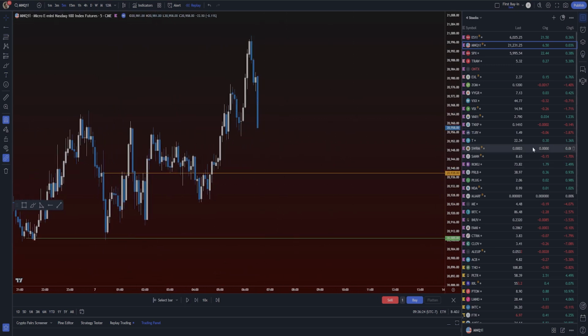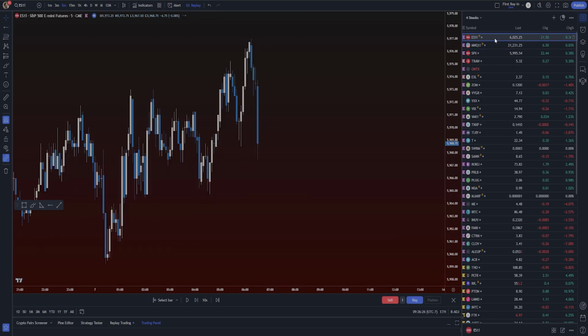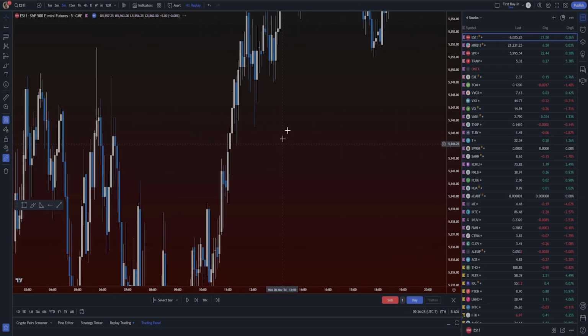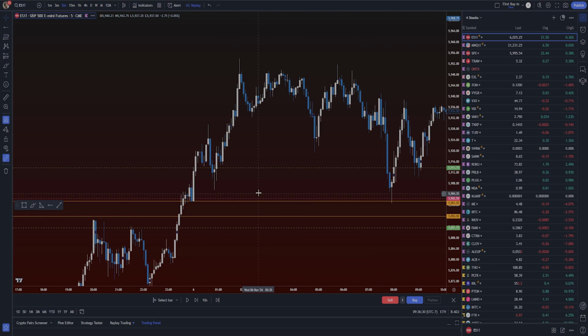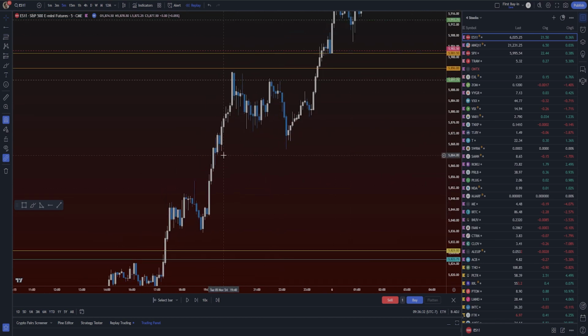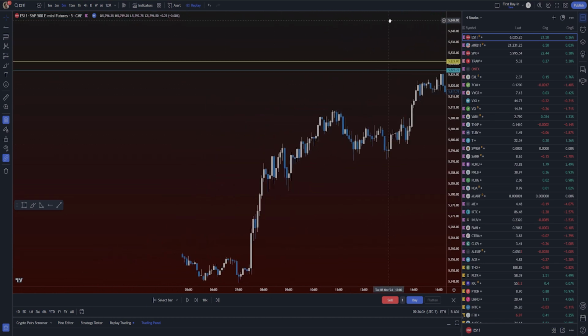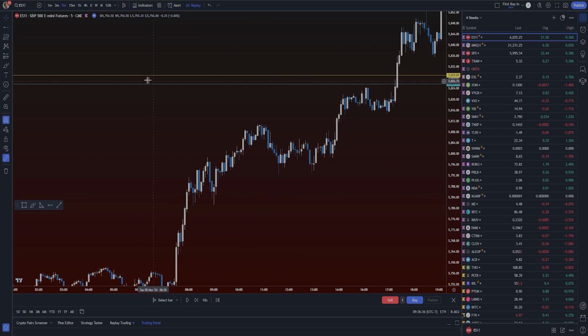Okay, let's go look at ES1. Why not? I think it's almost the same chart, but let's go for something in, well, that doesn't look good. Let's just see something like right here. Sure, why not?